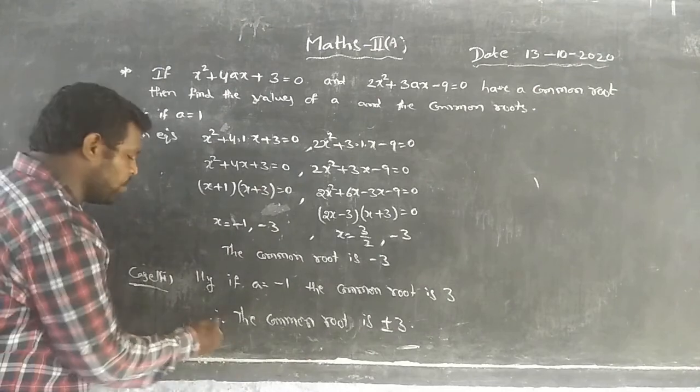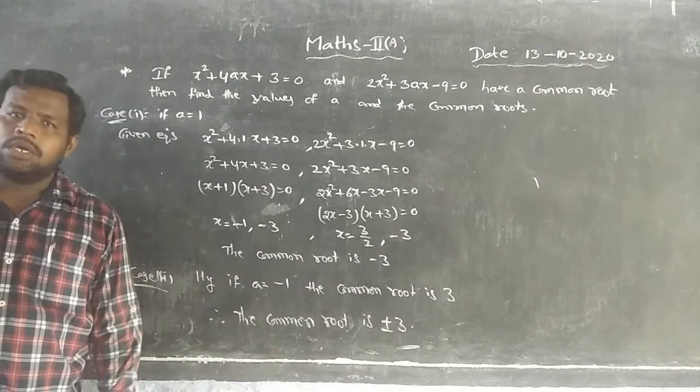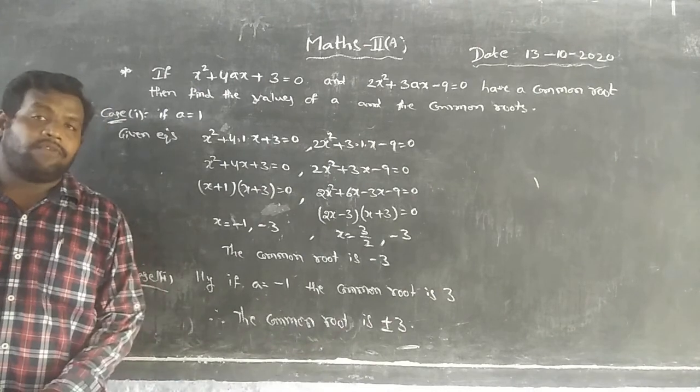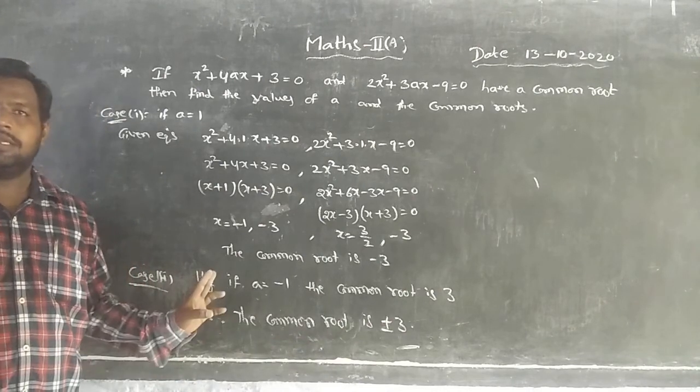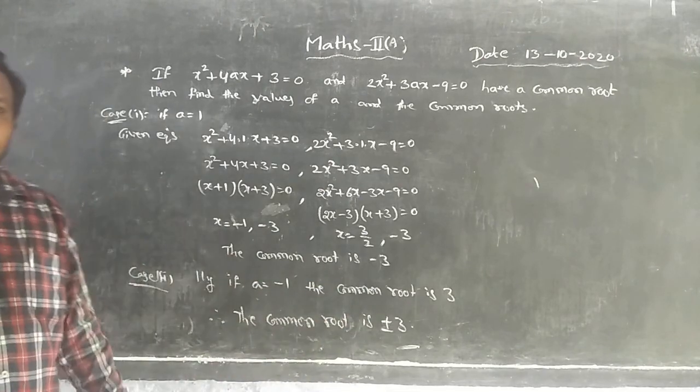Finally, what is the common root? Therefore, the common root is plus or minus 3. Okay. What is the value of a? Plus or minus 1. What is the common root? The common root is plus or minus 3.